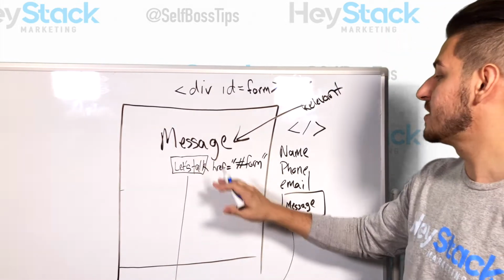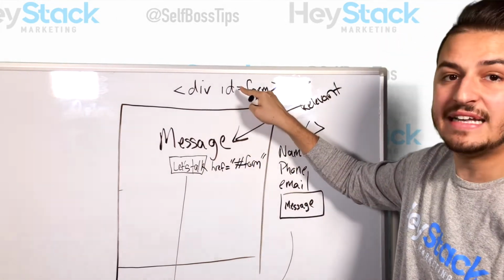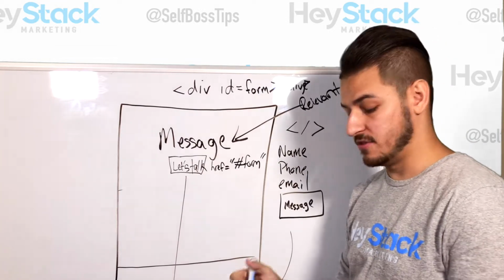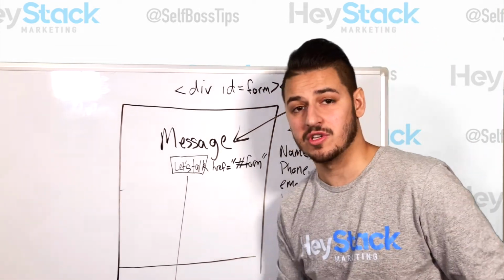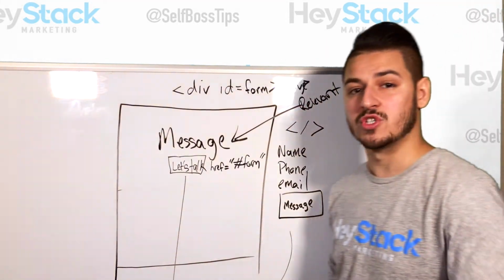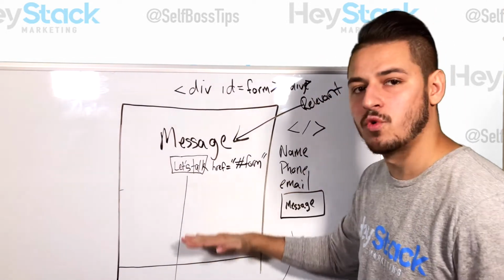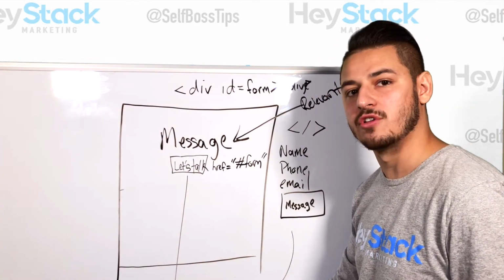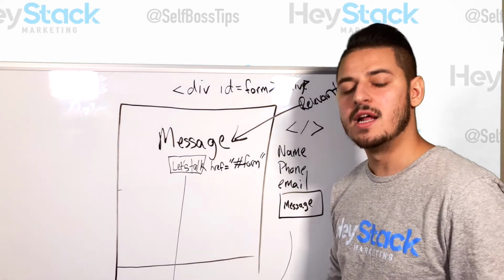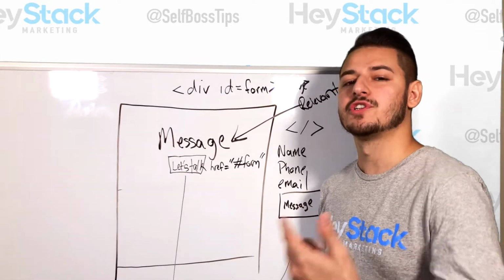Okay, so now when you hit this button, it's going to be looking for the ID of form, and it's going to bring the user down to the bottom of the page. So if the user wants to get in touch with you, they'll be brought to the bottom. Plus, what's great about this is that they'll see there's more content on the page as it scrolls down to the form, and they might go back to try to read it. We want to make it as easy as possible for the user to get in touch with you.